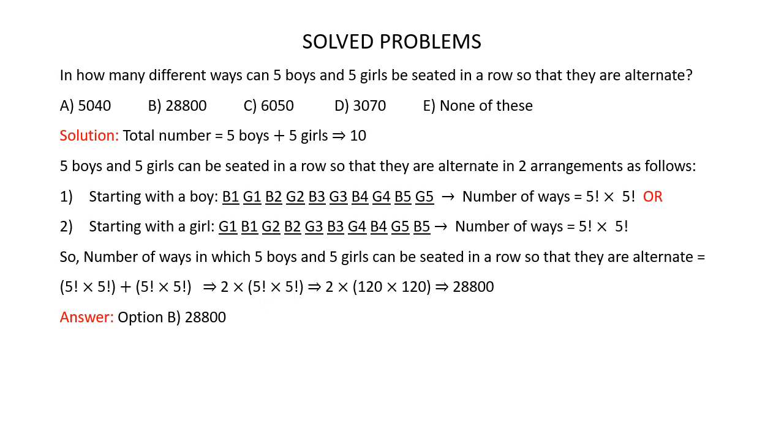Now we know that the value of 5 factorial is 120. So now we have 2 multiplied by 120 multiplied by 120, which is nothing but 28,800. So there are 28,800 different ways in which 5 boys and 5 girls can be seated in a row so that they are alternate. So the correct answer is option B, 28,800.